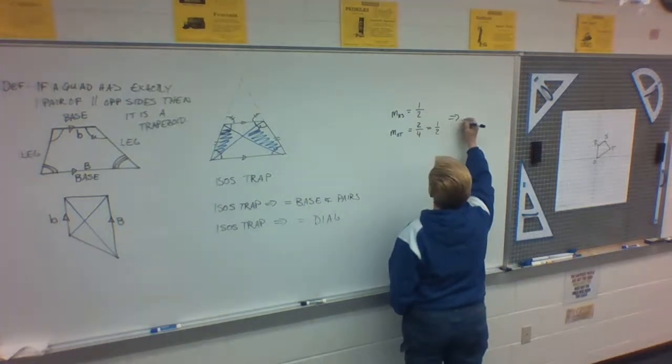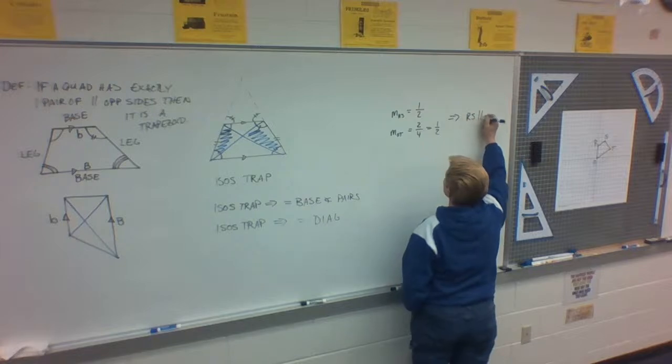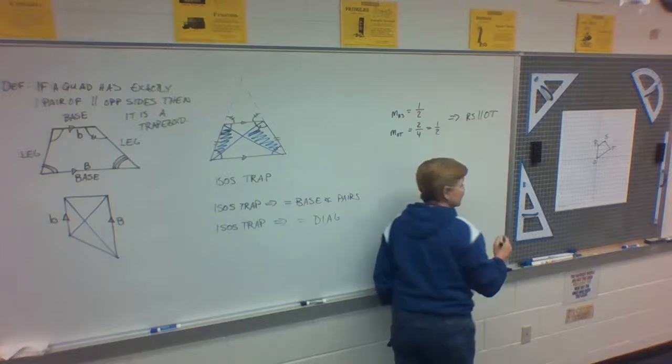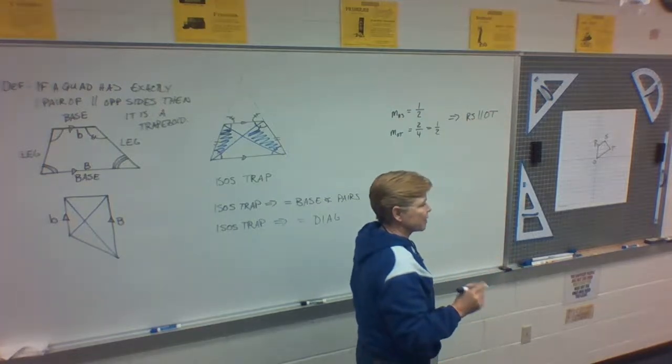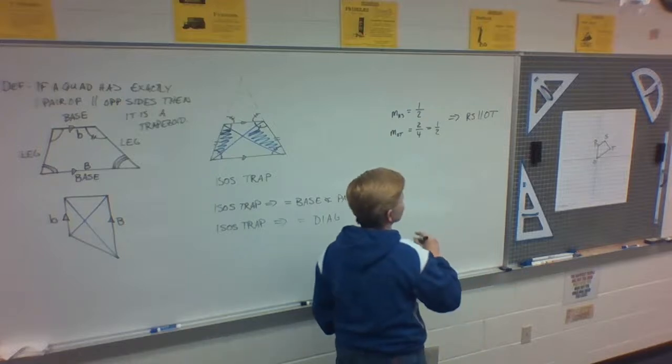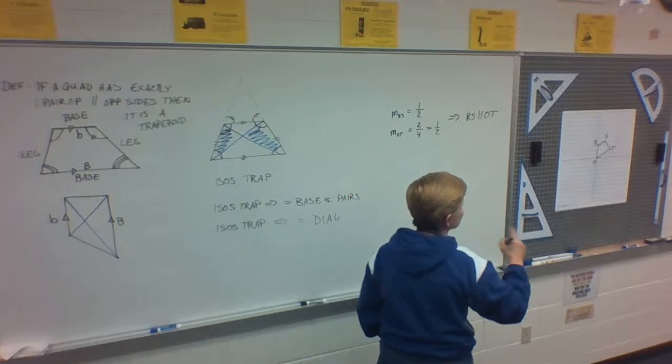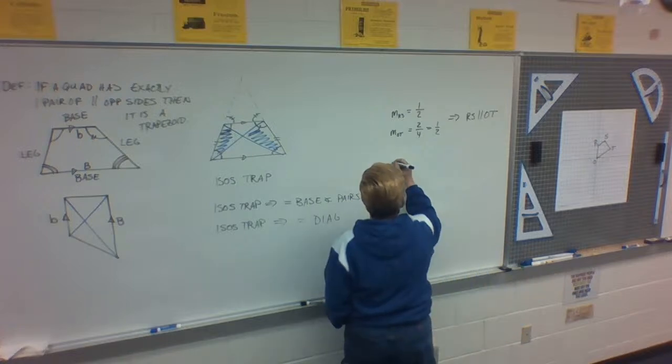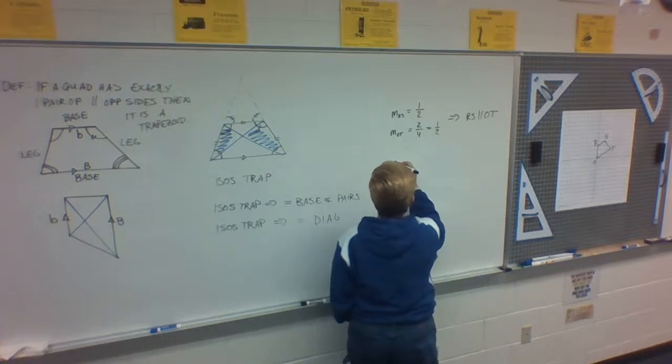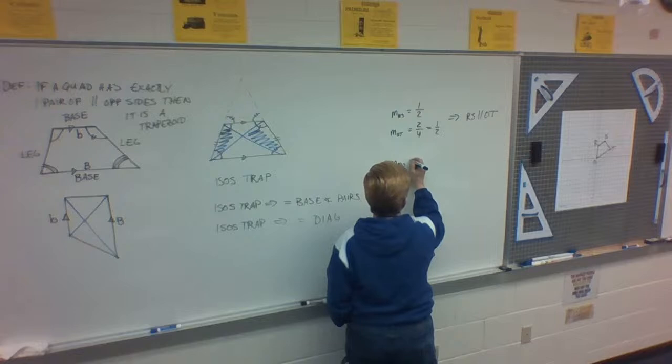Therefore, RS is parallel to OT. So that's one thing we have to establish. You okay with that? Yep. Now what we've got to do is find the slope of RO and ST and show that they are not the same. So I'm going to say the slope of RO, and this has to come from your algebra experience.